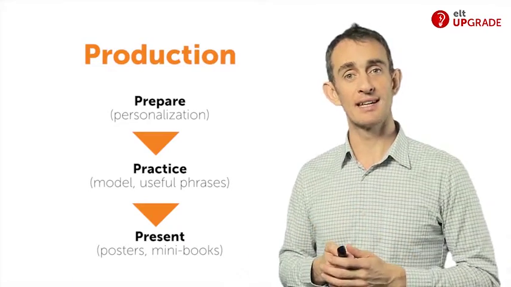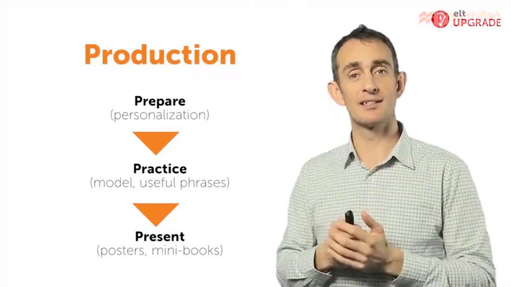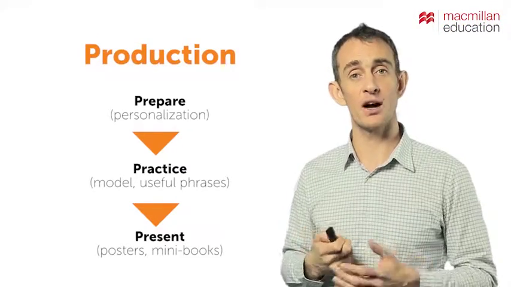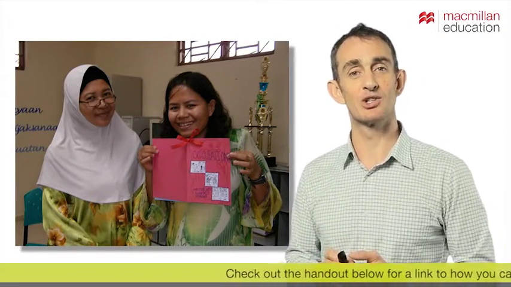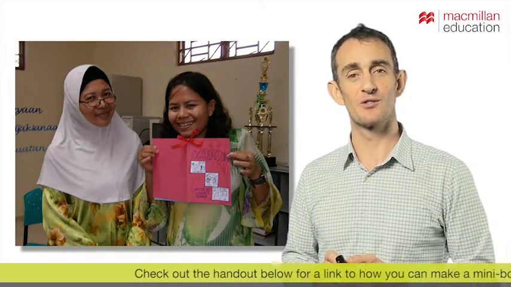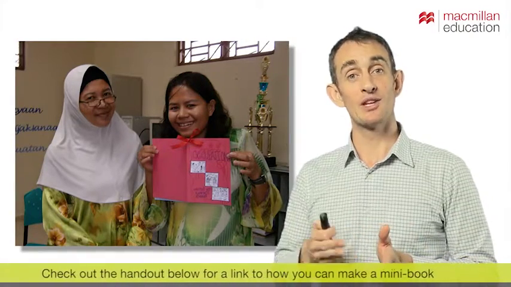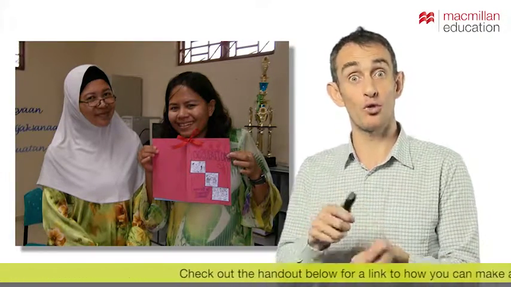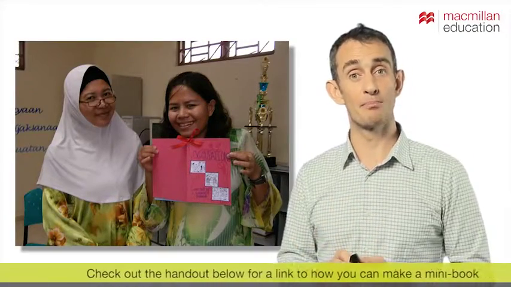A few other ideas, if you want to get more creative with this kind of production task, here's a few ideas from different teachers around Asia. So in this first picture, we see some primary teachers from Malaysia. At the end of each unit, when the students were preparing their final production task about a particular country, the teachers got the students to make their own little mini books.